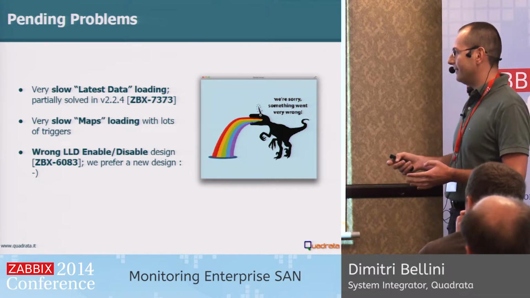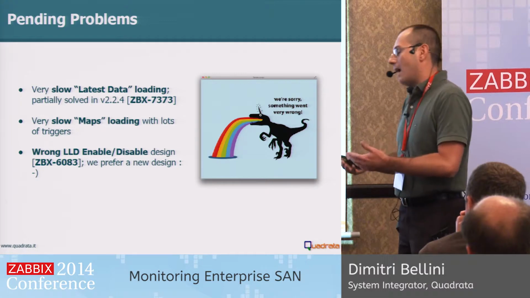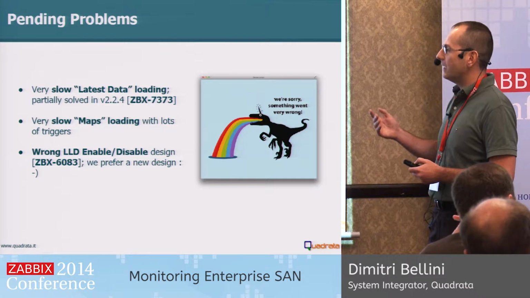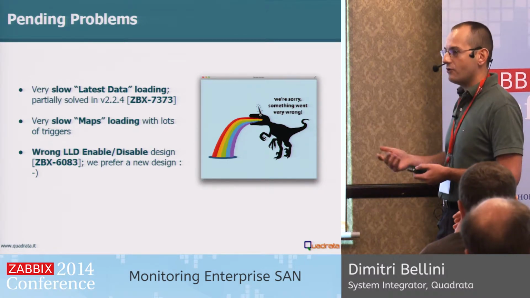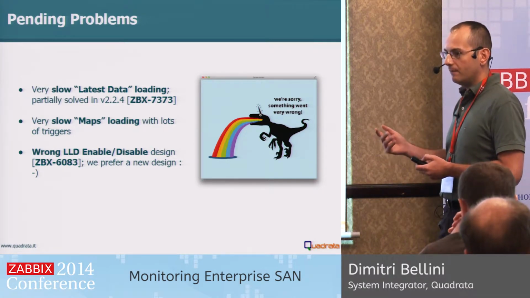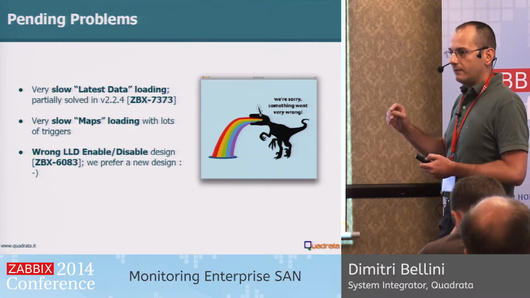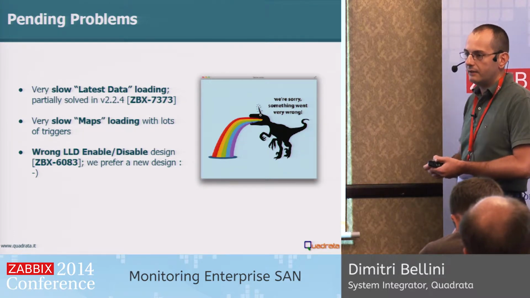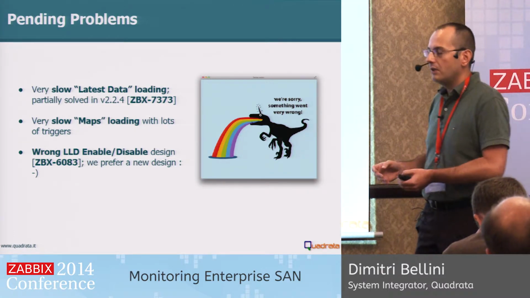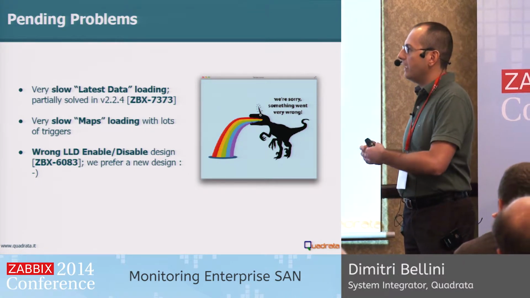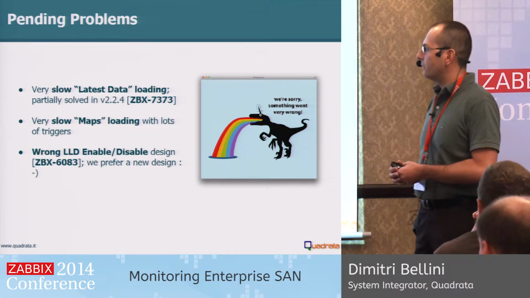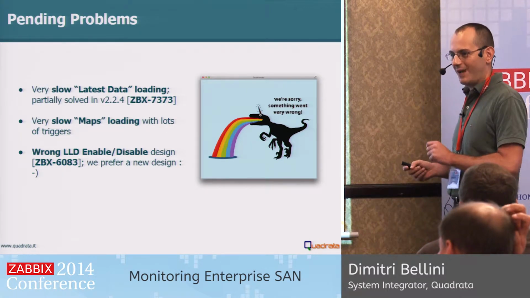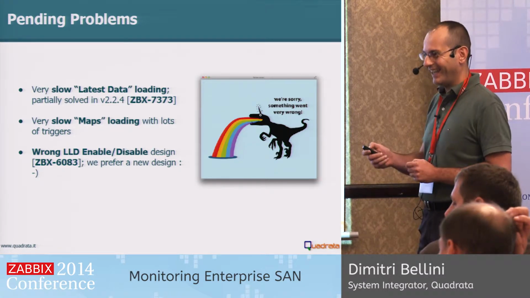I think I prefer to have the chance to enable and disable from the template, because sometimes we only want to test a new trigger, and if everything is working, we can enable it on every host connected to this template. But someone says it is by design, no? Okay.